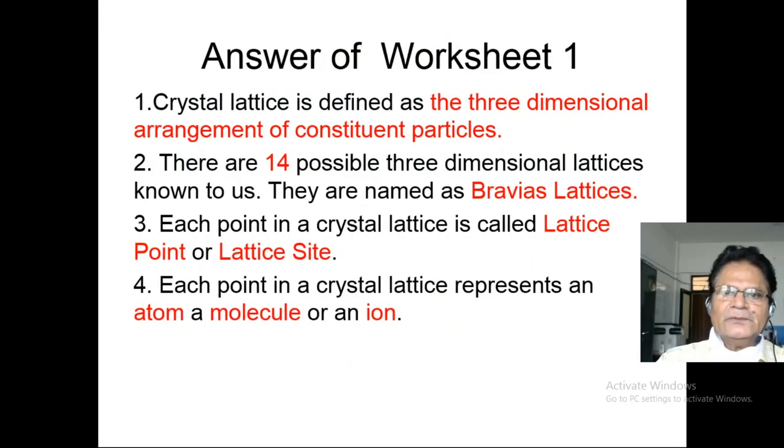Now check your worksheet. The answer of the worksheet is given here. Crystal lattice is defined as the three-dimensional arrangement of constituent particles. Question number 2. There are 14 possible three-dimensional lattices known to us, and they are named as Bravais lattices. Each point in a crystal lattice is called lattice point or lattice site. Each point in a crystal lattice represents an atom, molecule or ion.